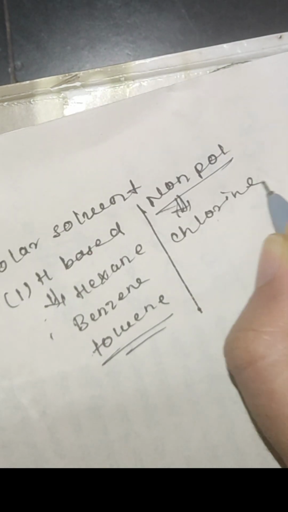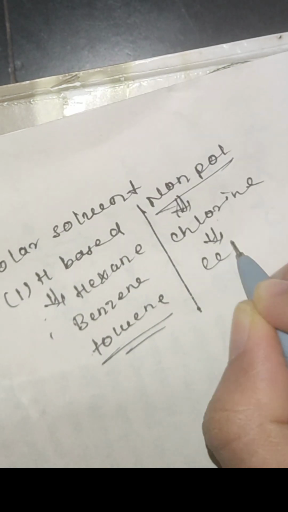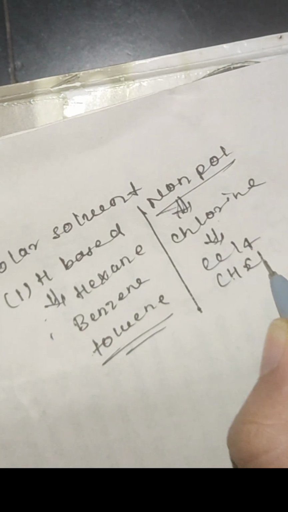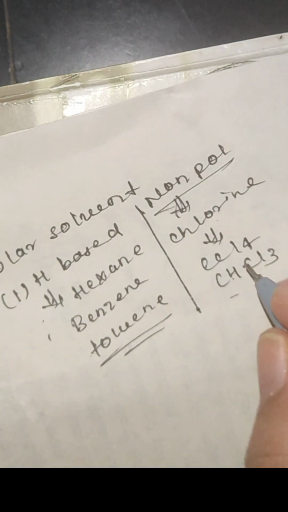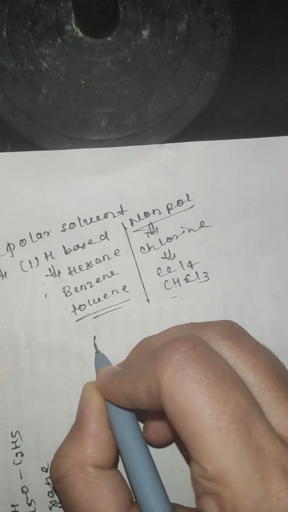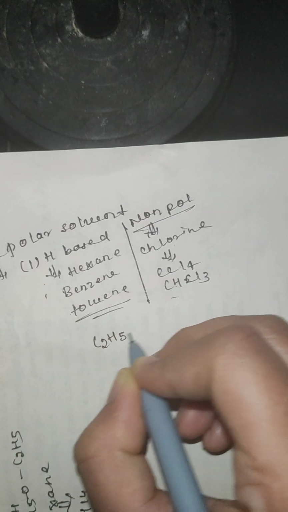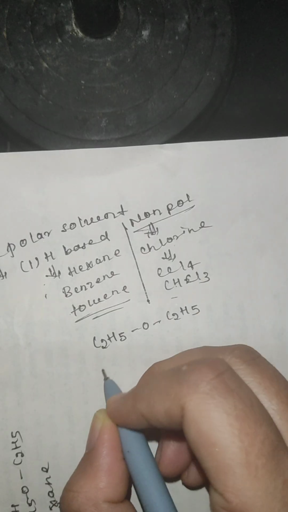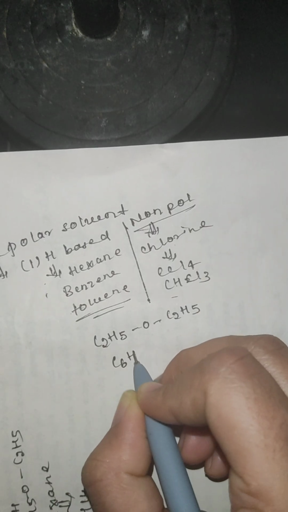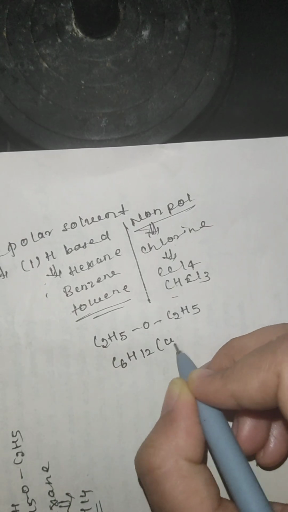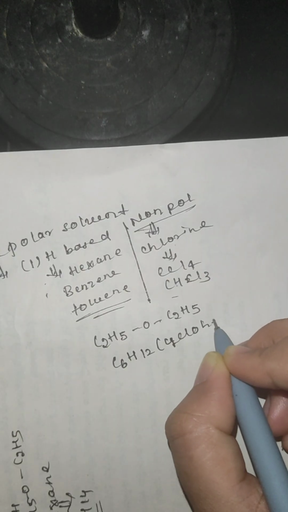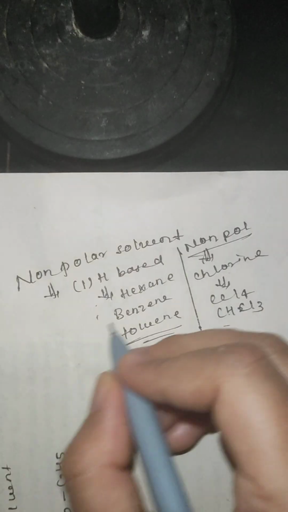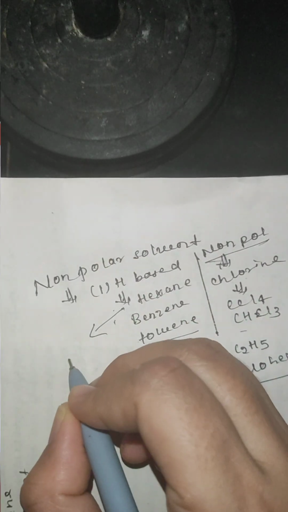These are non-polar groups, and next we see that they do not carry a charge. Non-polar groups do not carry charges. Examples are hydrogen-based and chlorine-based compounds. The chemical formula of diethyl ether is C2H5OC2H5. Next, cyclohexane has the chemical formula C6H12, and hexane has the chemical formula C6H14.